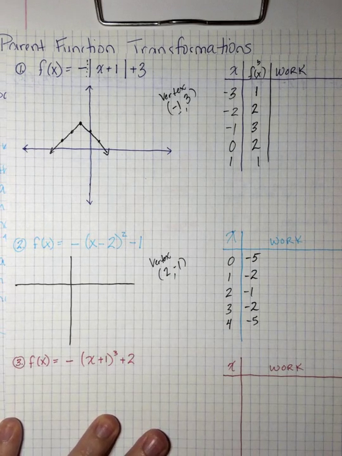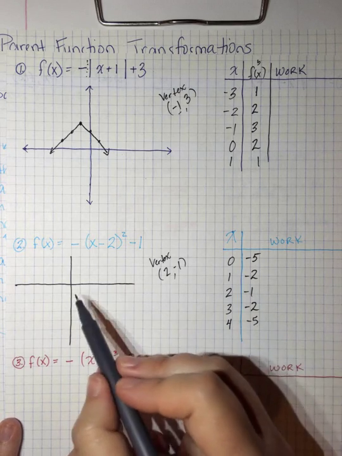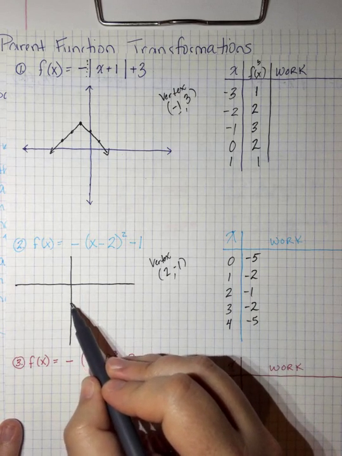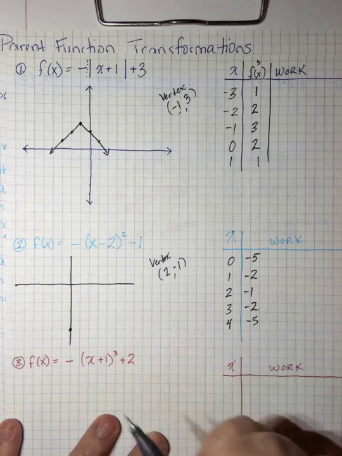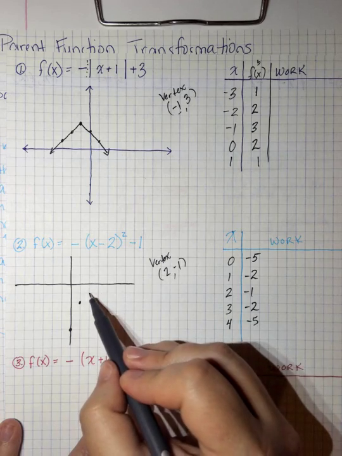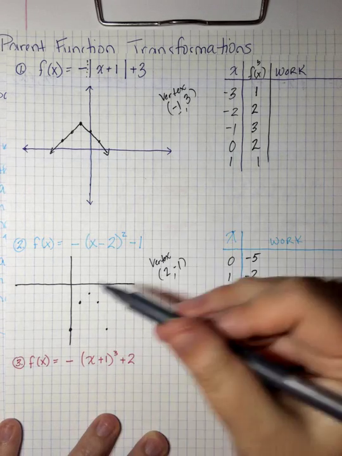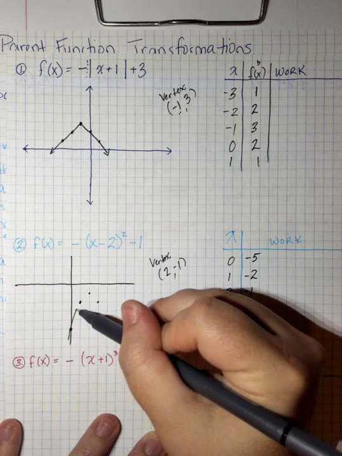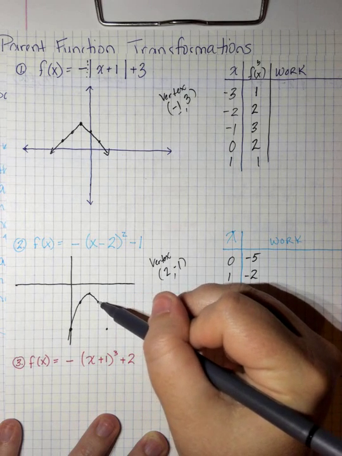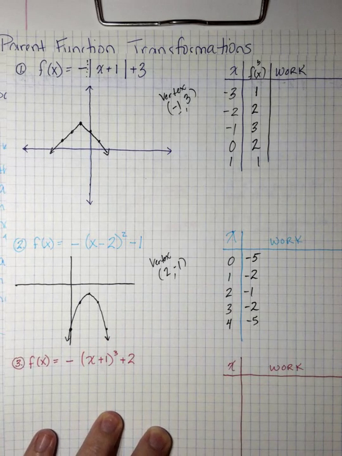Okay, so I'm going to go ahead and plot my coordinates on my coordinate plane I just drew. So 0, negative 5, so here's my 0 on the x, negative 5 on the y, puts me down here. 1, negative 2 puts me here. 2, negative 1. 3, negative 2. 4, negative 5. Again, draw this to be curved, quadratic right here, concave down. Looks like that.